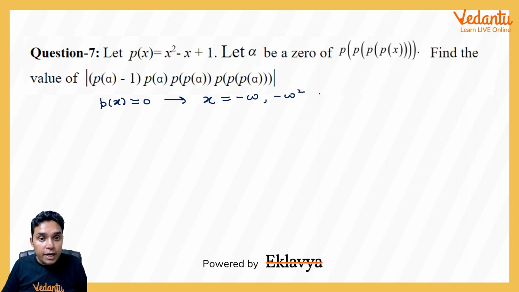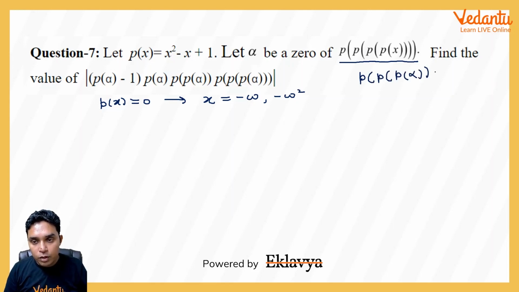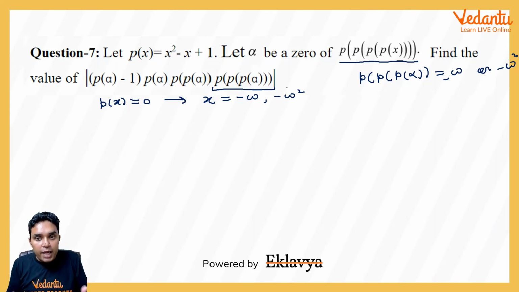Now, if you try to find, and you can write this, because alpha is the root of this 4 times p here, so I can say that p of p alpha will become equal to either omega or minus omega square or minus omega. So you can at least get rid of this thing. But if you try to check what the value of p alpha will be, it becomes humongously difficult to solve this way. Then what is the method?